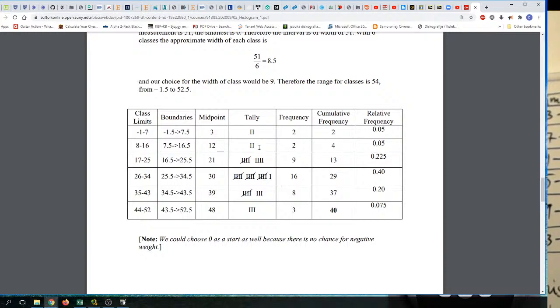So this is the tally, right? This is if you don't order the data. You're going to have to go through it and find everybody that is between 8 and 16. So I found 2. The frequency of this class is 2. So now I have this extra column of tallying. Now if you sort the data, you're not going to have to do that. And it's going to be much easier because you just go from left to right when they're sorted. So I have 2, 2, 9, 16, 8, and 3.